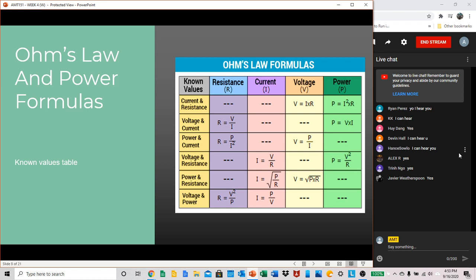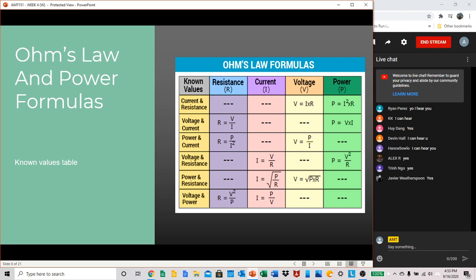Another way to look at it here is we have Ohm's law and power formulas, and here is listing known values. So let's say you have current and resistance as a known value. Even though you don't know your voltage and power, these are the formulas you would use to find them, because you do have resistance and current. And that goes the same for all these others.